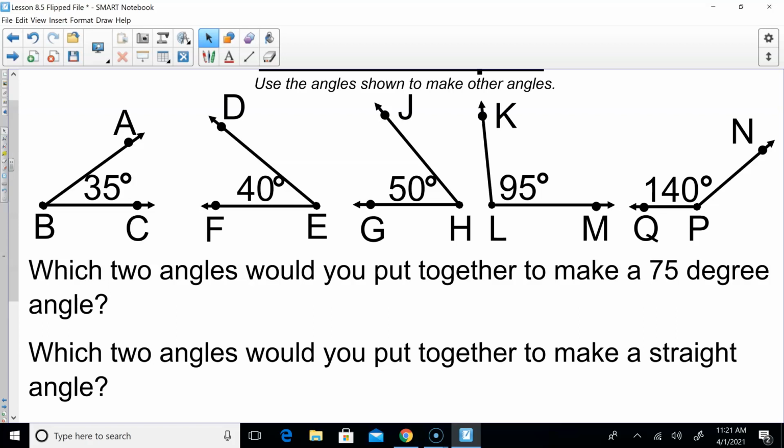So which two angles could you put together to make a 75-degree angle? Well, we've got to figure out what two angles add up to 75. So if I look, I know 75 has to end with a 5, and I know 95 is too big, so I'm going to need the 35.